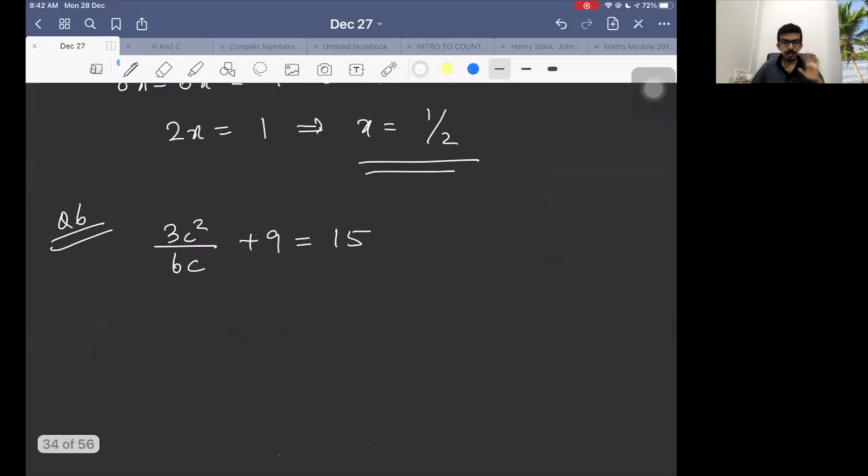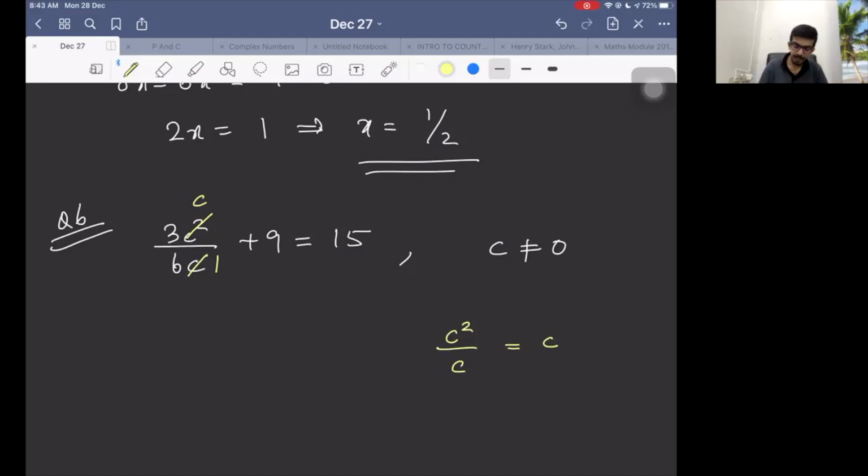Again, this does not look like a linear equation at first glance because there are quadratic terms coming, right? There are terms in the denominator, right? So you just note down that the denominator cannot be 0. As long as the denominator is non-zero, as long as c is non-zero, you can cancel off c on both numerator and denominator. What did I just do? C square by c has been rewritten as c. But this can be done only when c is non-zero. So I have written that condition here.